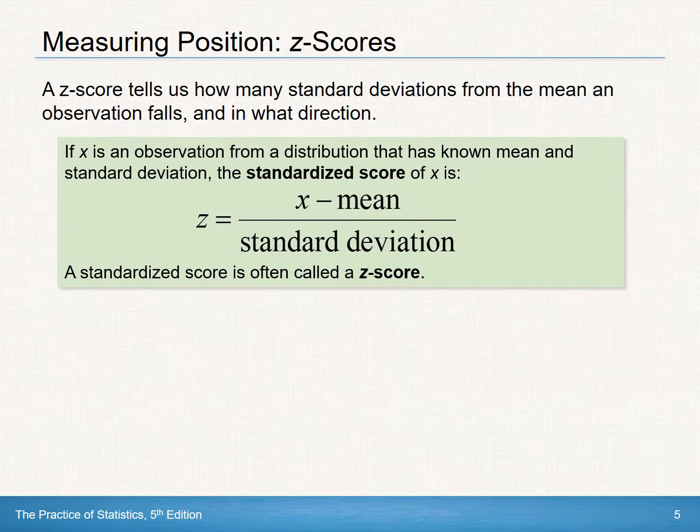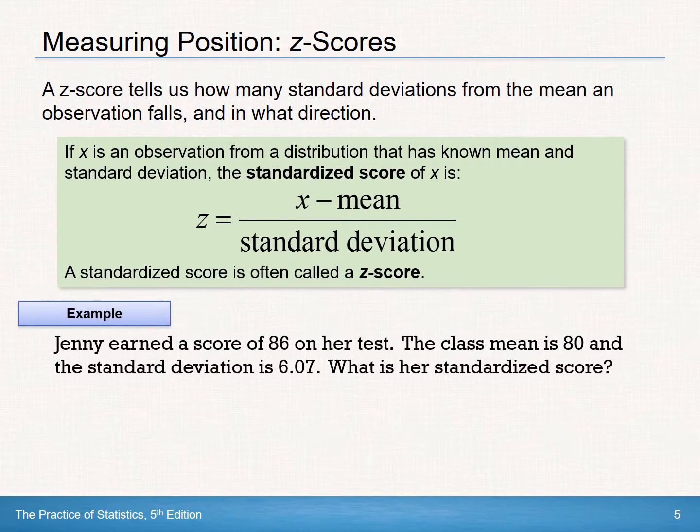Another measurement of position is trying to make a z-score. A z-score tells us how many standard deviations from the mean an observation falls and in what direction. If x is an observation from a distribution that has known mean and standard deviation, the standardized score of x is found by taking your data point x, subtracting the mean, and then dividing this by the standard deviation. This is often called a z-score.